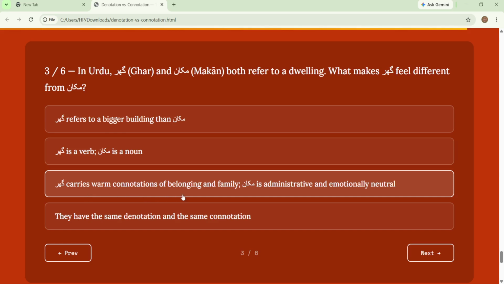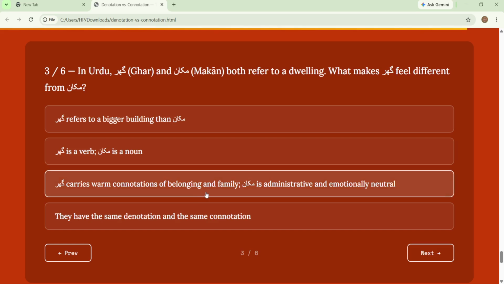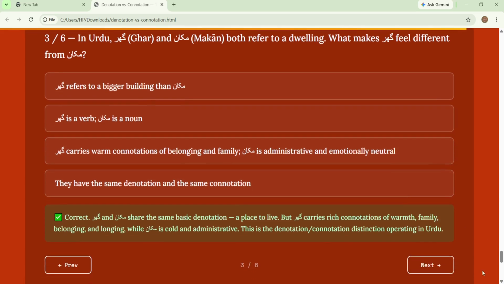Ghar carries a warm connotation of belonging and family, while makan is administrative and emotionally neutral. They have the same denotation and the same connotation? Well, we have not decided that while discussing earlier, so it is option number 3. They share the same basic denotation, which is a place to live, but in connotation, a ghar carries rich connotation of warmth, family, belonging, and longing, while makan is cool and administrative. So this is the distinction.